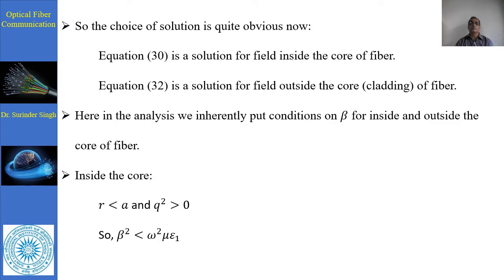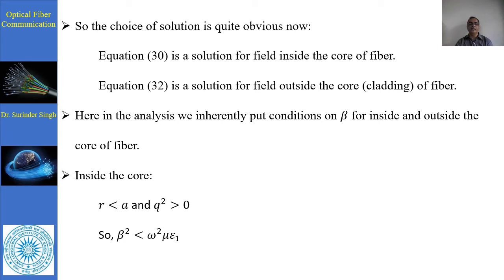So the choice of solution is quite obvious: equation 30 is the solution for the field inside the core of the fiber, and if we are finding the field outside the core, we have an imaginary part. Equation 32 is the solution for the field outside the core. In this analysis, we have put the condition that omega square mu epsilon minus beta square gives you a q value.